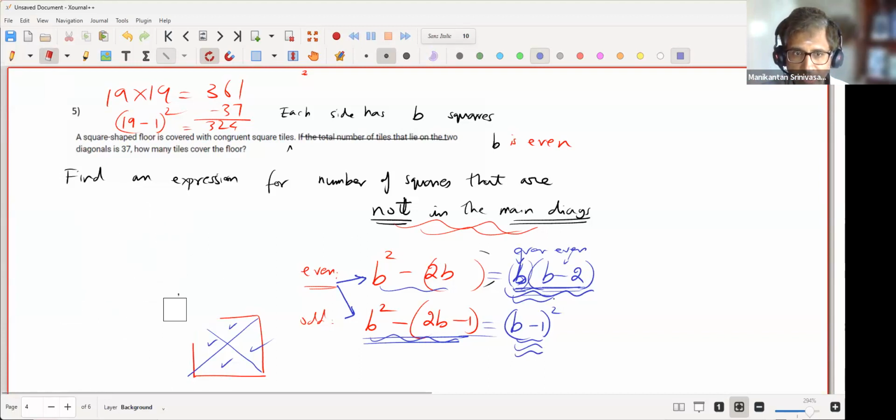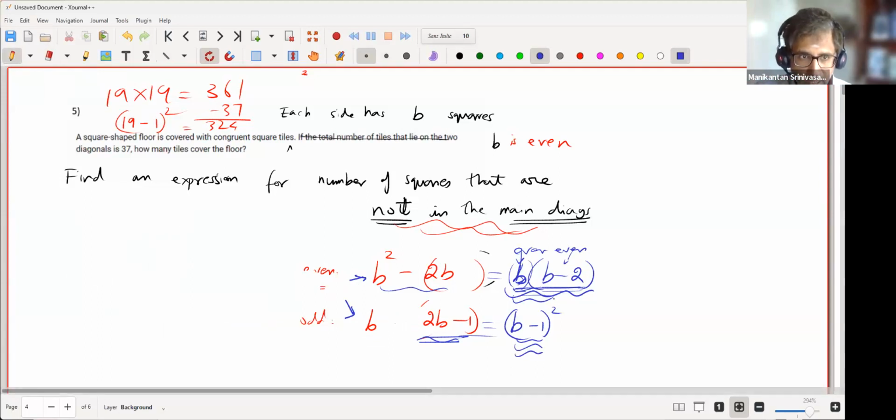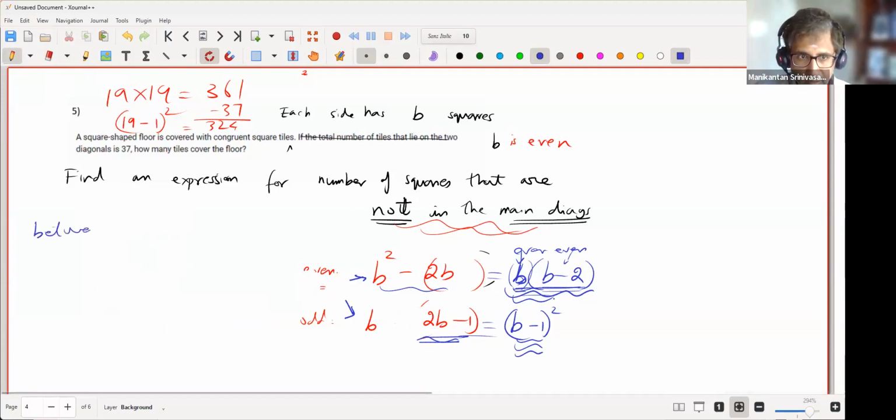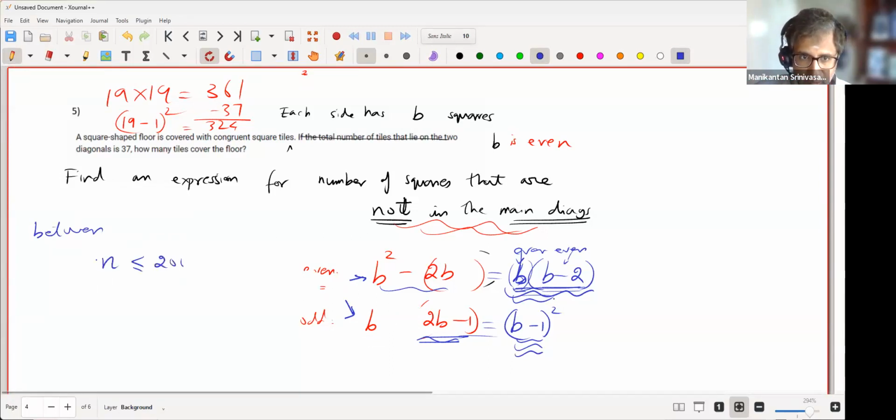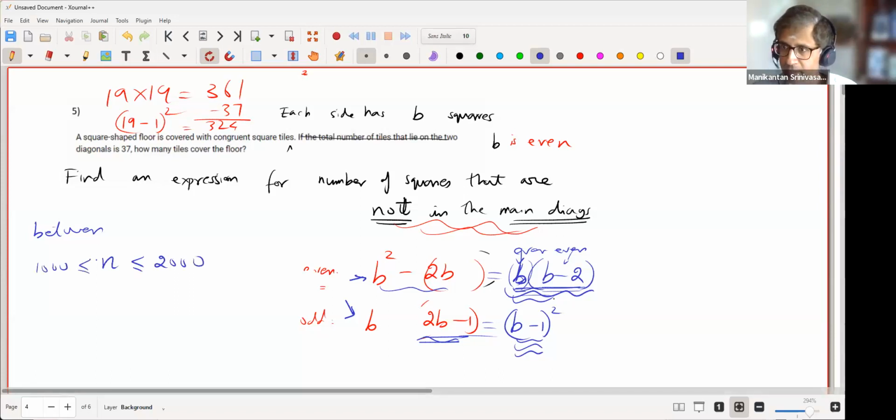One last question. How many numbers between 1000 and 2000, let's say n is between 1000 and 2000, can be the result of the number of squares that are not in a main diagonal of some square? I'll repeat that. I'm building multiple layers to this problem now. So you have some square and you eliminate the two main diagonals, you count the number of white squares, which is what we have been doing for the last 10-15 minutes.